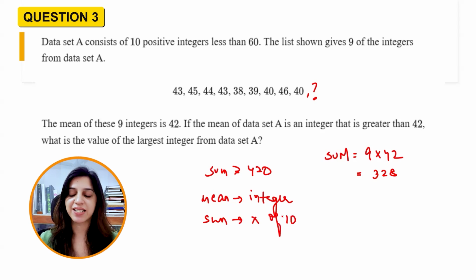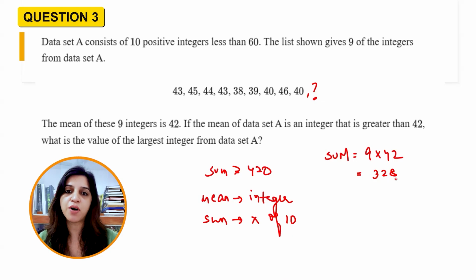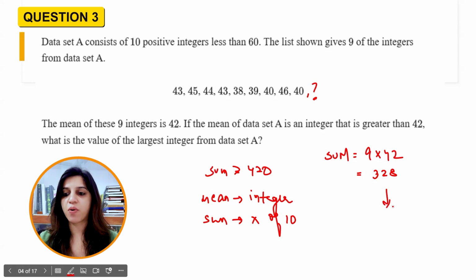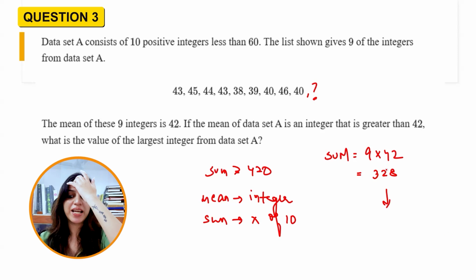Now they're asking me what is the value of the largest integer in data set A? What is the largest number I can add to this data set so that all these conditions are satisfied? Now, what can I add to 328 which gives me a number greater than 420 and also a multiple of 10? I am aiming for a number, let's say I want the mean to be 43, which means the sum should be 430, which means what can I add to this data set then? If I want the sum to become 430, then I can add, oh, I think I've written the sum here wrong.